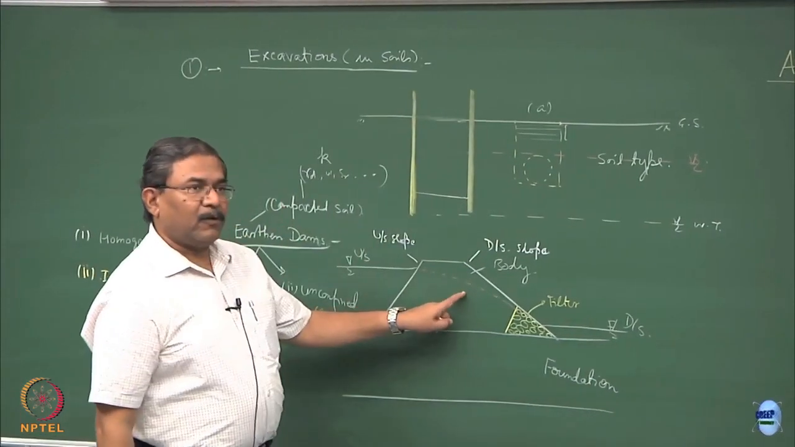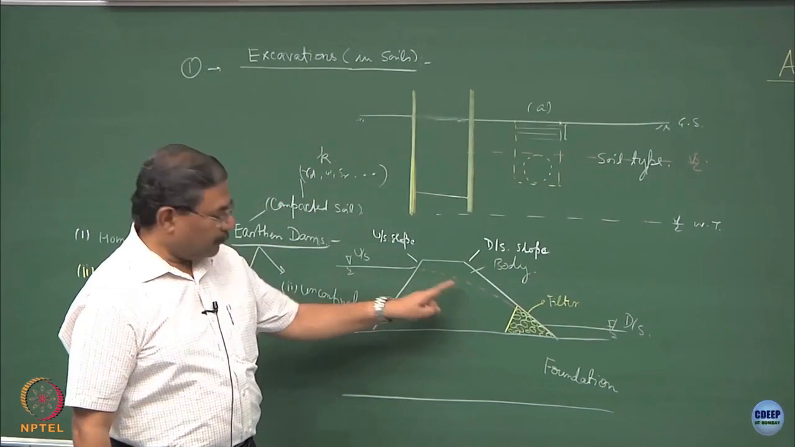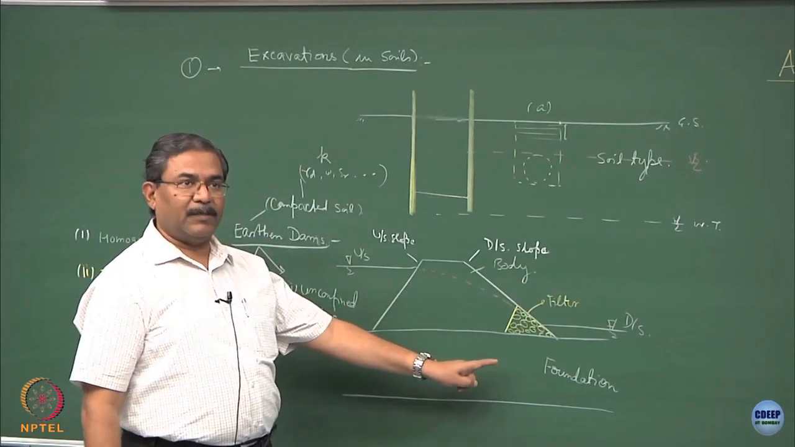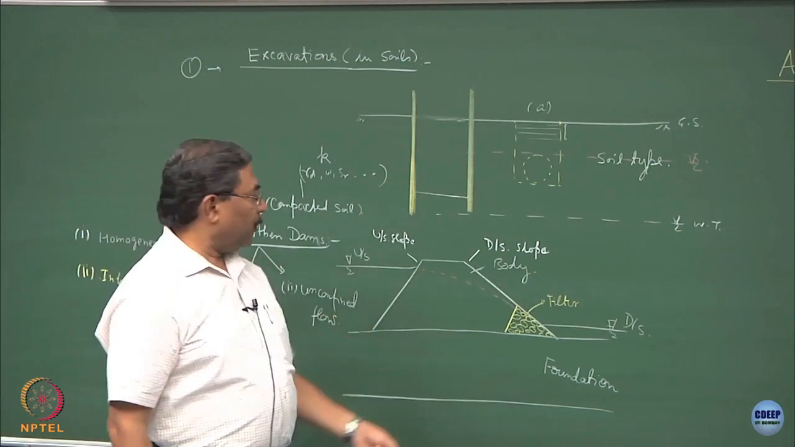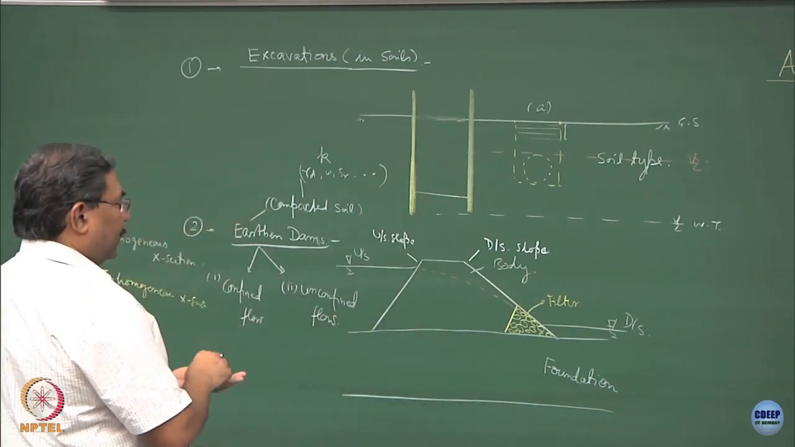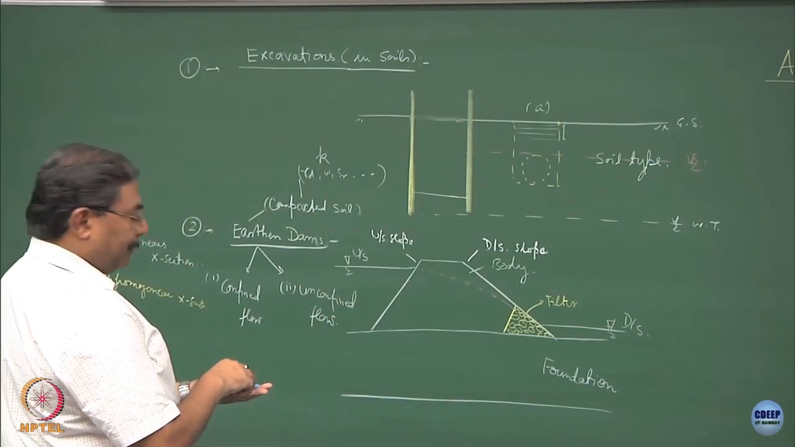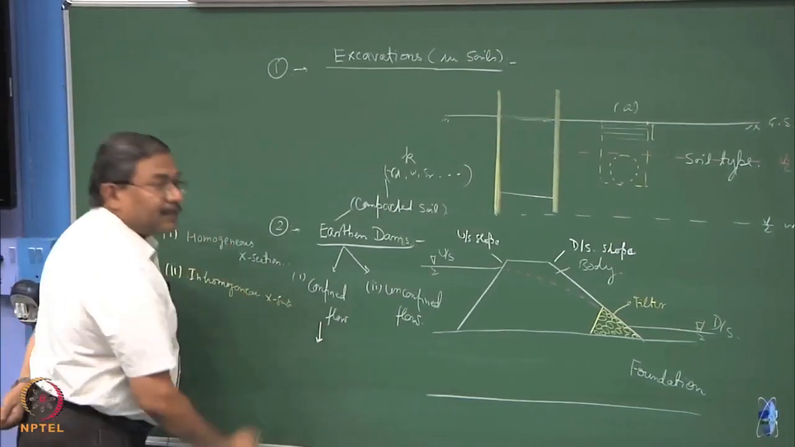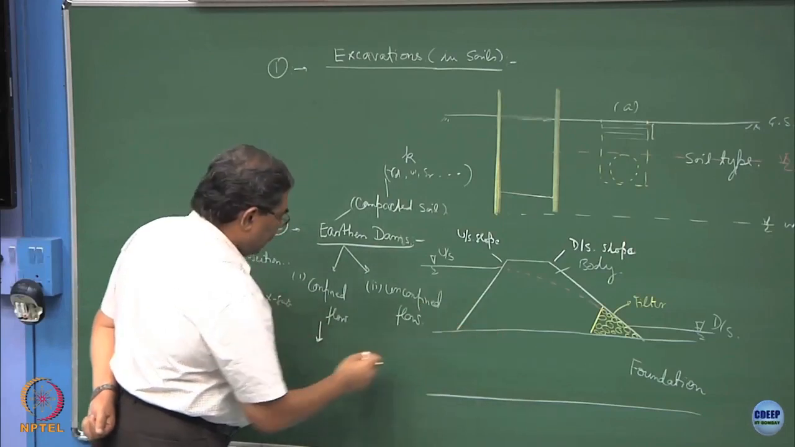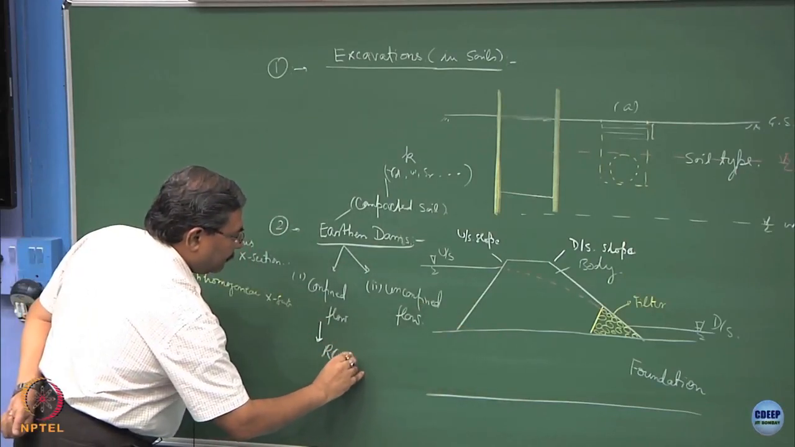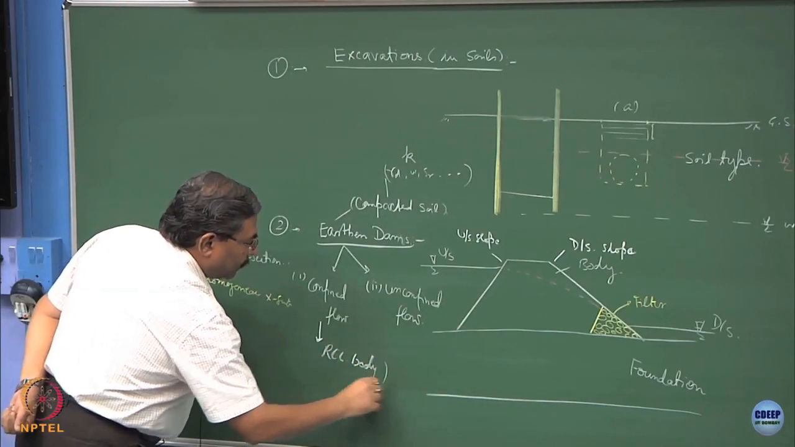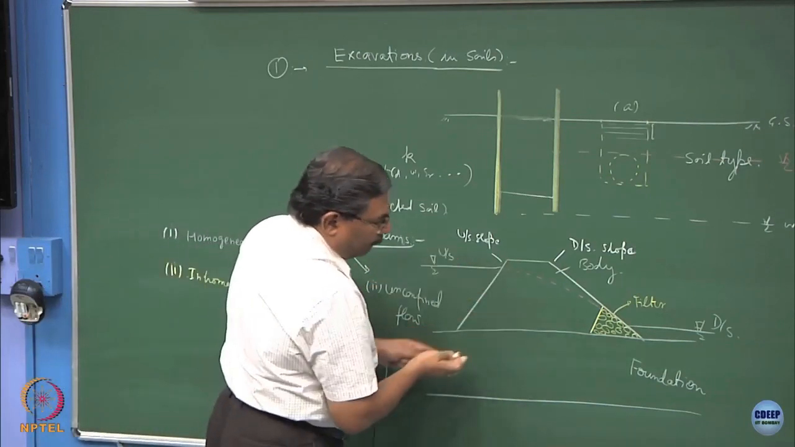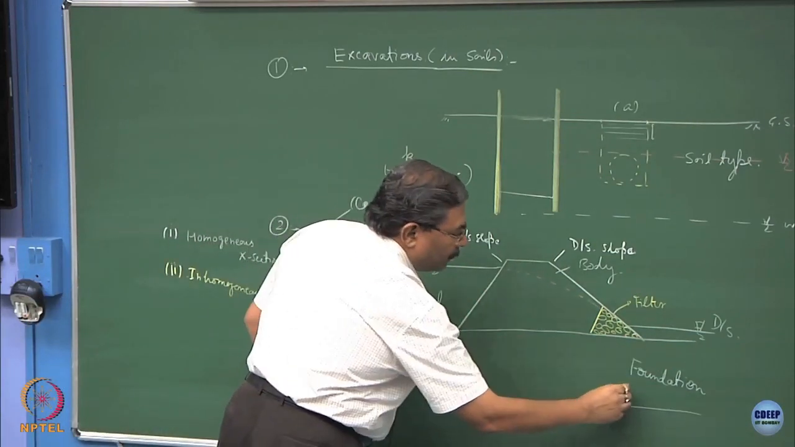seepage is not going to take place through concrete, and hence the seepage is going to take place only through the foundation system. Clear? In that case, what I have done is I have restricted the domain of seepage. So confined flow is one of the examples of, let us say, RCC dam body. So what I have done, I have confined the flow to occur only through the foundation, which happens to be a porous media.